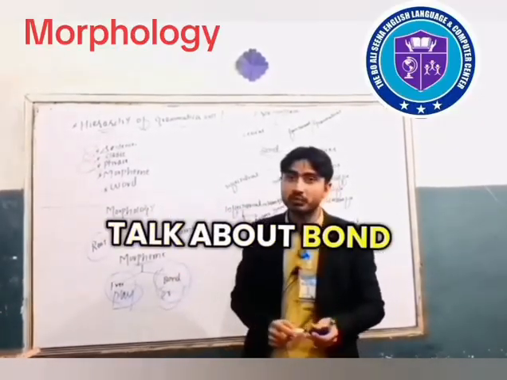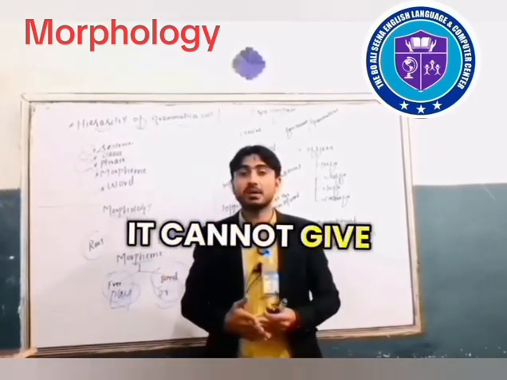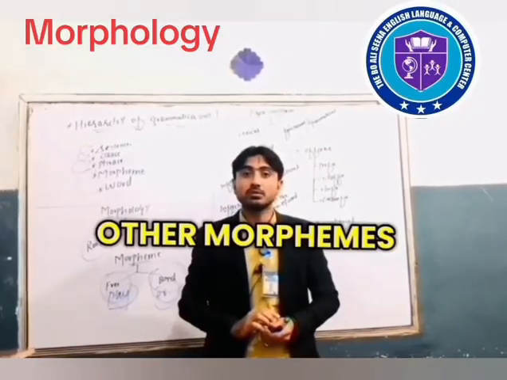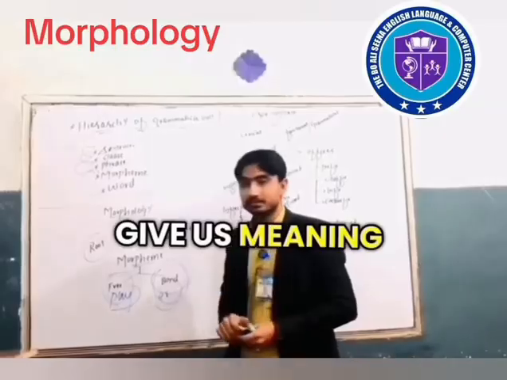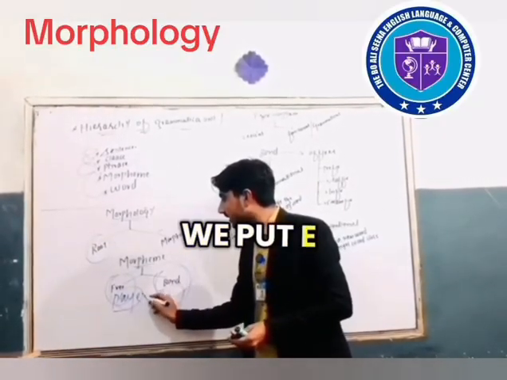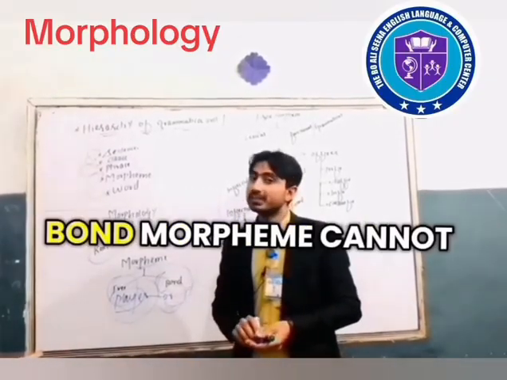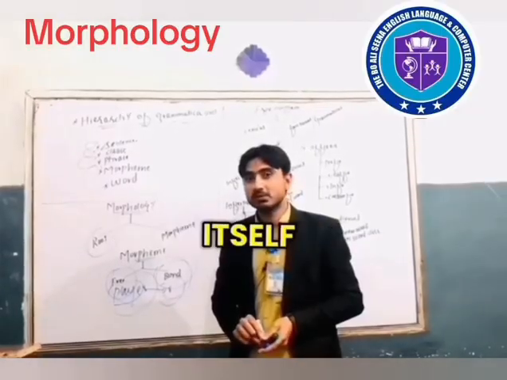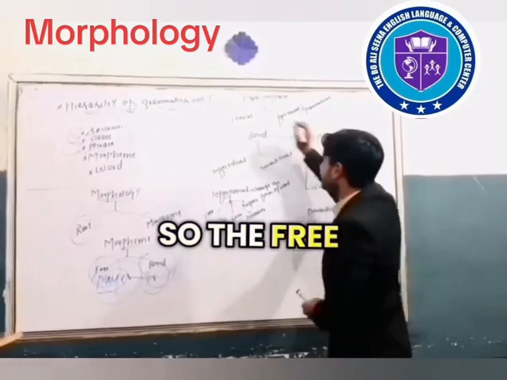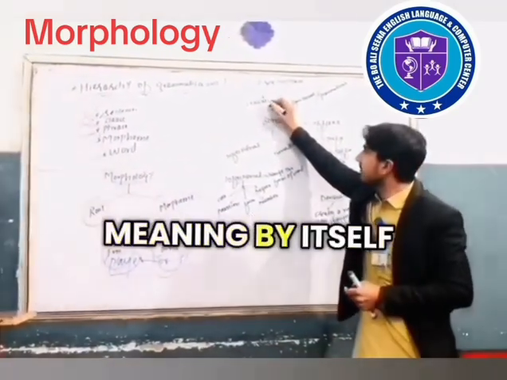If we talk about bound morphemes, they cannot stand alone, they cannot occur alone, they cannot give meaning by themselves until attached with a prefix or other morpheme. Then they will give us meaning. So whenever we combine play and ER, it becomes player. That's why a bound morpheme cannot give meaning by itself. So let's move on to free morpheme. A free morpheme, as I said, can stand alone and give meaning by itself.